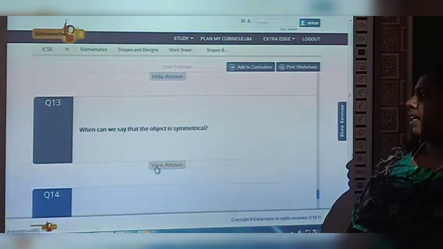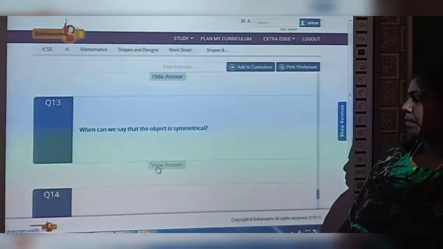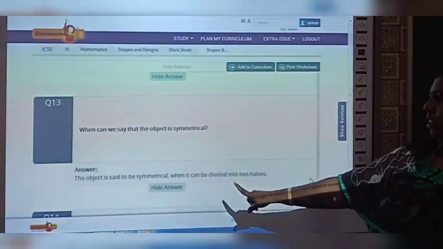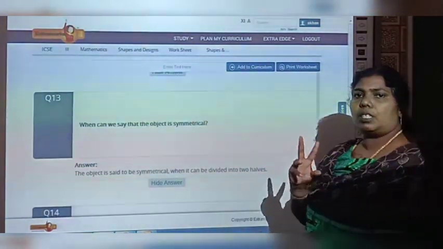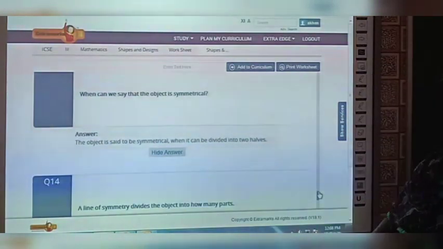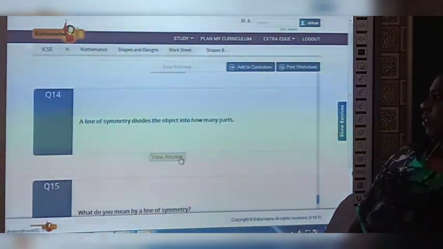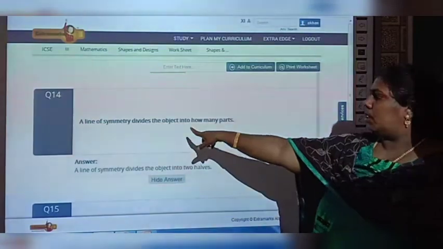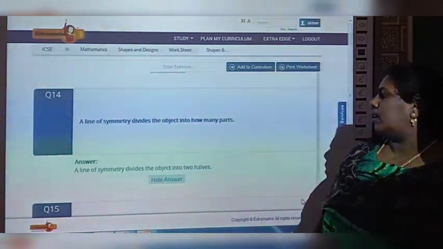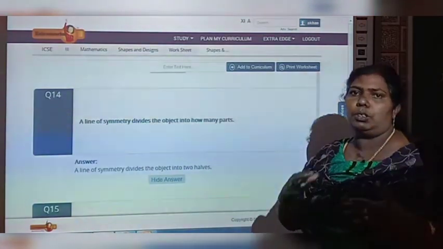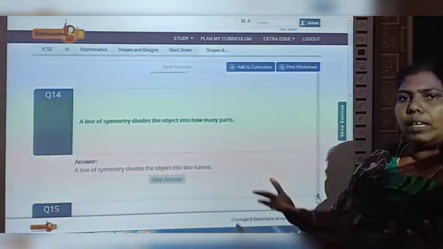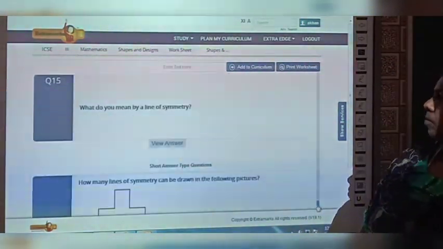When can we say that an object is symmetrical? An object is said to be symmetrical when it can be divided into 2 halves. That means 2 parts, right? Okay. Then a line of symmetry divides the object into how many parts? A line of symmetry divides the object into 2 halves. That means we will get 2 parts, right?